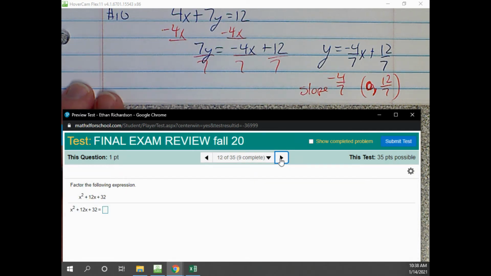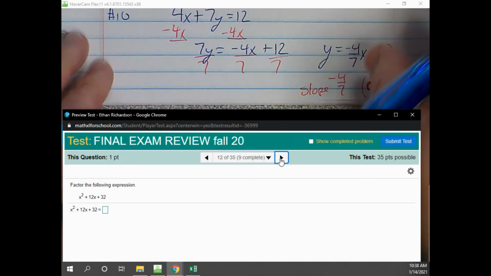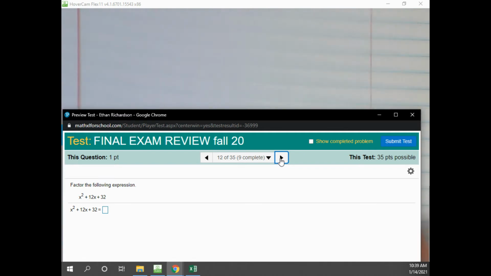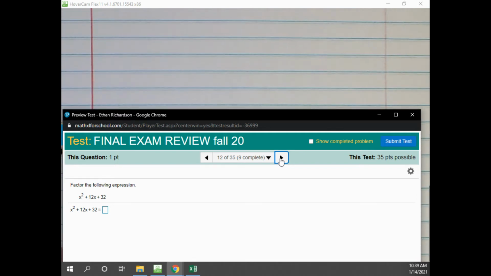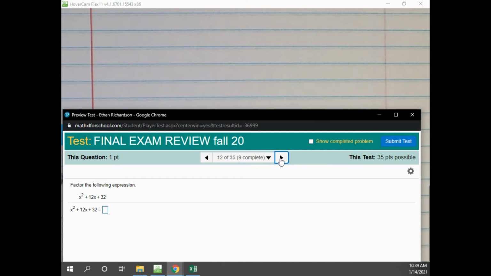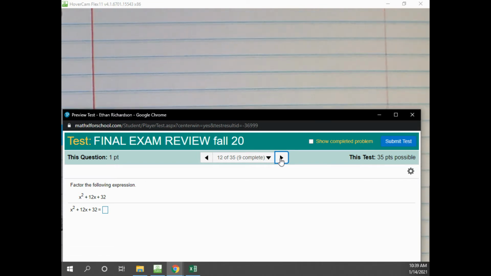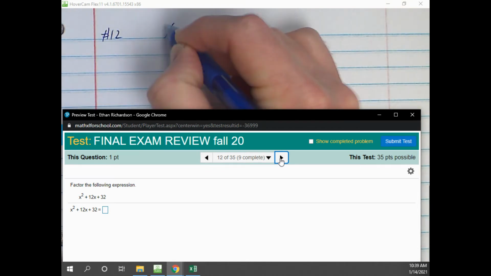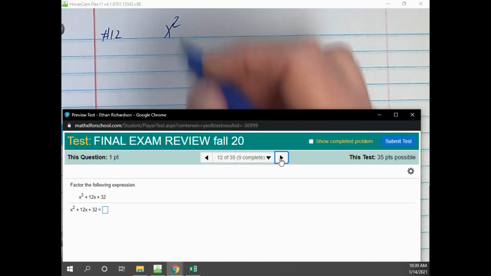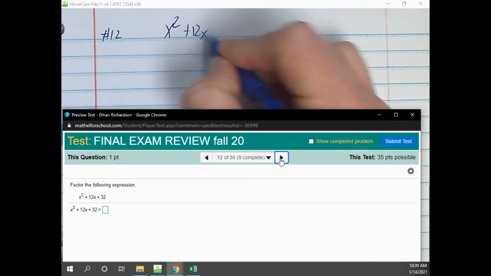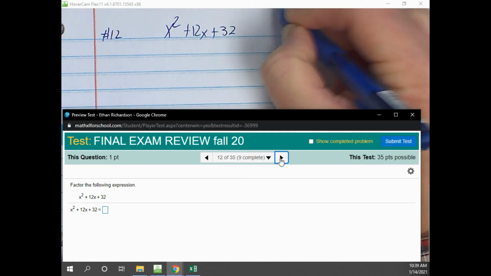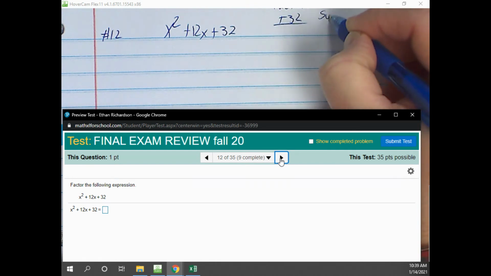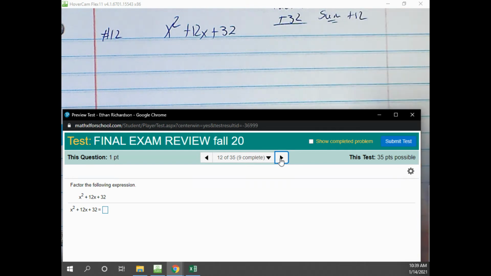All right, number 12. Okay, factoring. And this was an easy factoring. We did an odd problem where we had the harder factoring when we were doing some solving, but this one's a pretty easy one. Number 12, and again, what makes this one easy is that the x squared term is just 1. So the only thing you have to do is find the factors of 32 where the sum is going to equal 12.